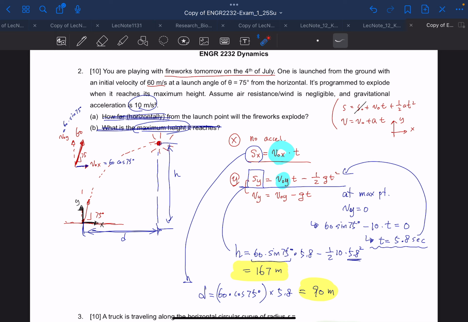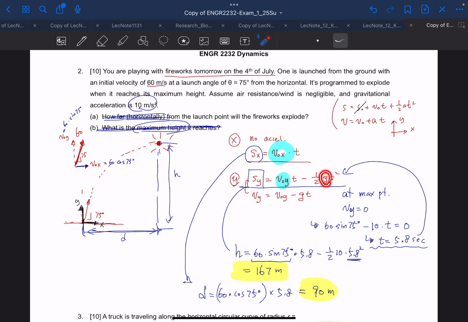Then we want to set our axes, x and y, where it starts, so it's going to be easy. That way we can define the distance and height easily. Once we have it, we apply these equations in the horizontal and the vertical direction, right? In the horizontal direction, there's no acceleration, so we only have that equation. And in the vertical direction, we have this.